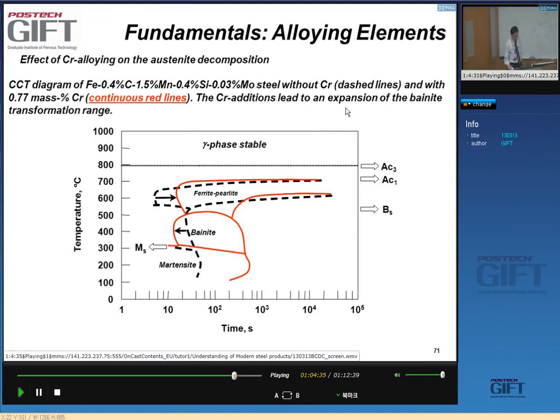So it basically means you make it easier to obtain bainitic microstructures in this particular steel.